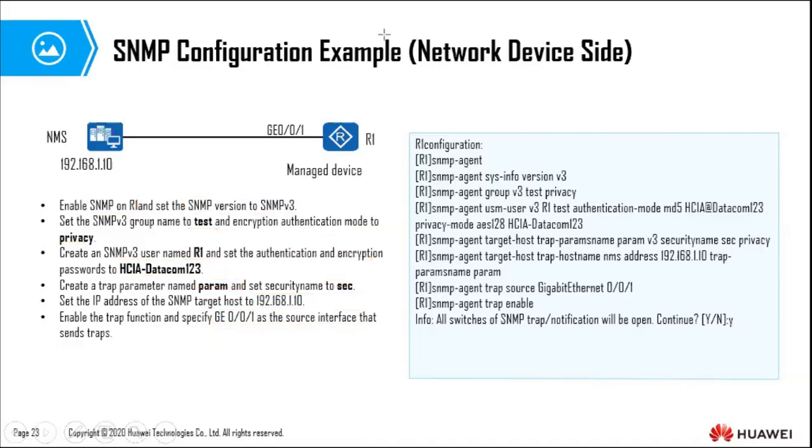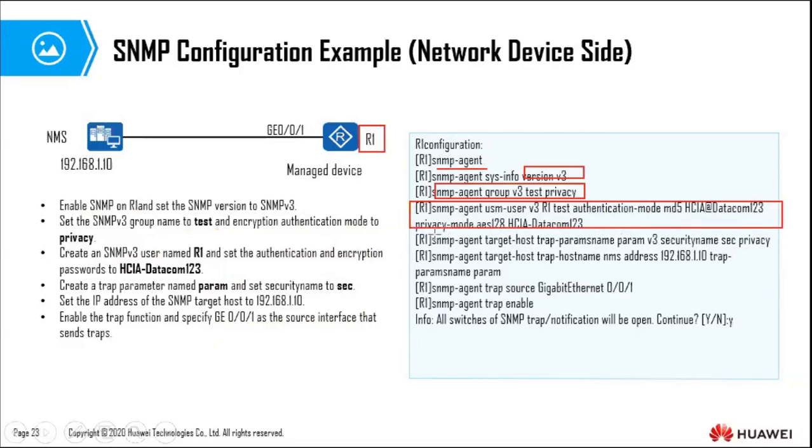So to do that, we begin by enabling the SNMP agent on R1 using the command snmp-agent. Then we specify the version as version 3, then security, privacy, then we create the user and the password.